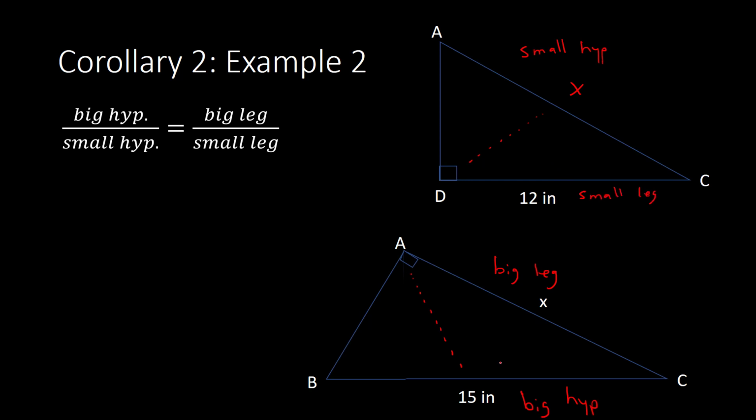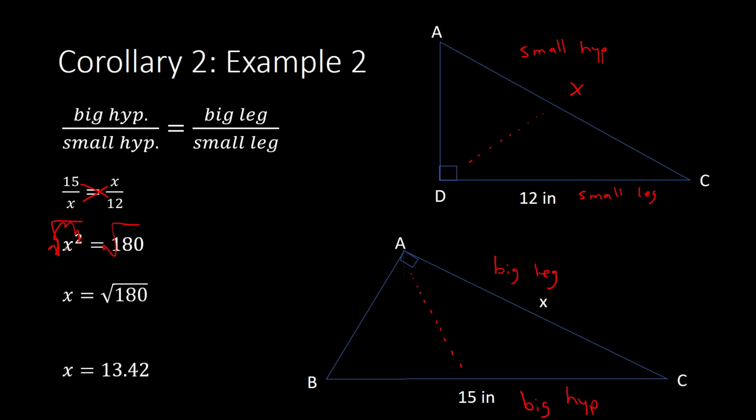And what I can do is plug everything in. So the big hypotenuse, we put a 15. The small hypotenuse was an x. So we have 15 over x. And then the big leg was x, and the small leg was 12. So we have x over 12. And then from here I can cross multiply. x times x gives me x squared. And then 15 times 12 would give me 180. So then to solve for x, I can take the square root of both sides. Now I'm left with an x on the left side and the square root of 180 on the right side.